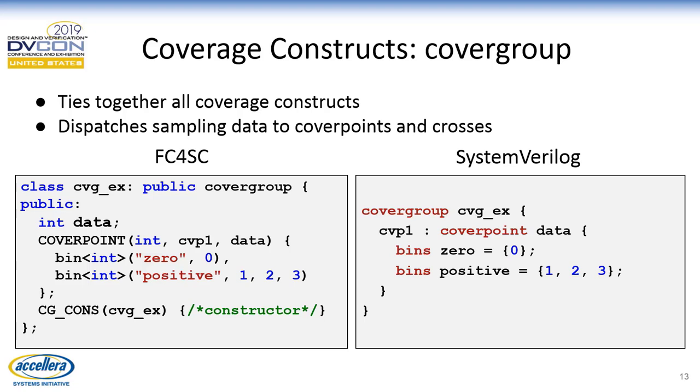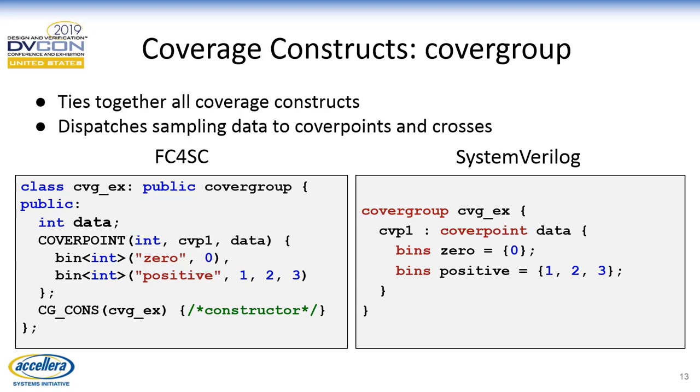What this means is that I have been talking about how to sample the cover point and cross, but that actually is handled by the cover group. So when you have a cover group instantiated, you will be able to call the sample function that will trigger the data to get accessed by the cover points and crosses.